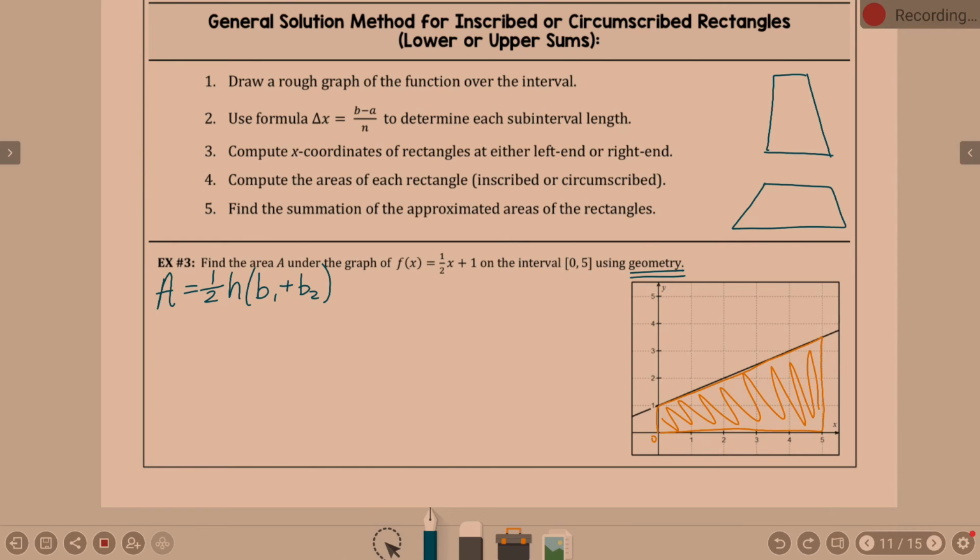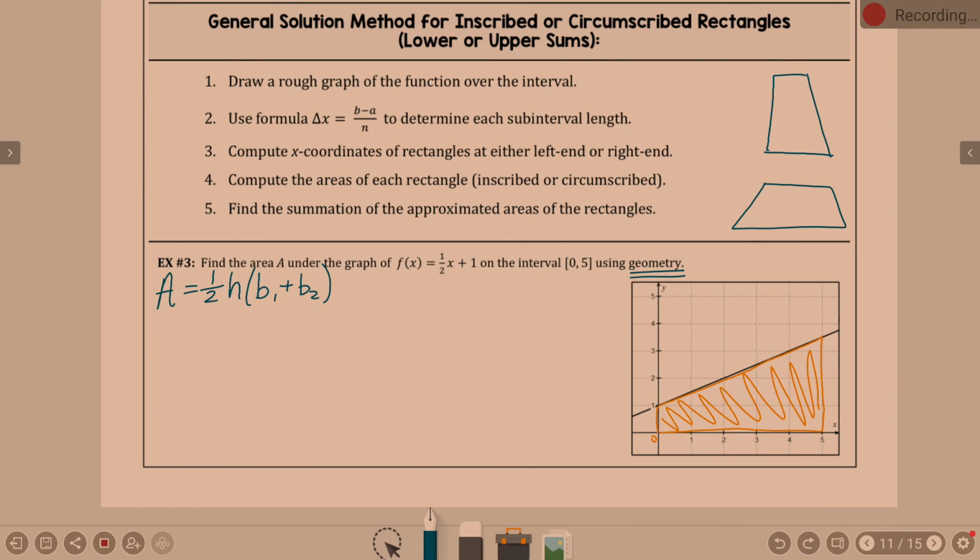Ethan said 1/2, and he had the height at the end. It doesn't matter ultimately, right? I've also seen it written as h over 2 times B1 plus B2. I've also seen it written as h times B1 plus B2, all over 2. There are lots of different ways we could write this. Now, with this in mind, what do we know here?